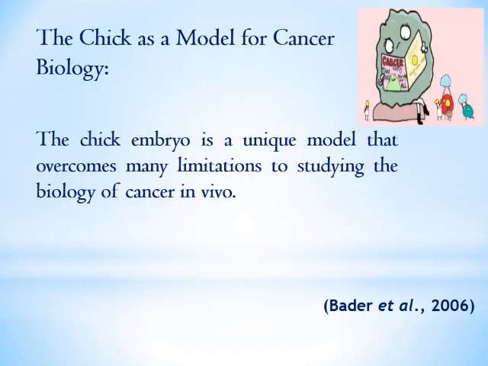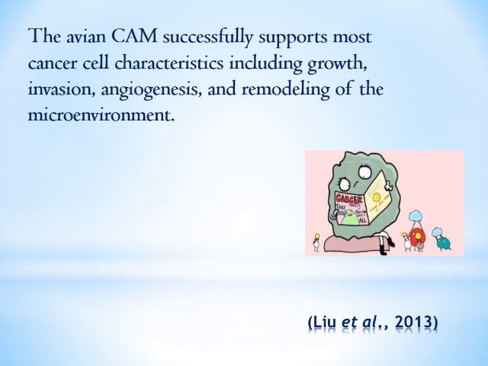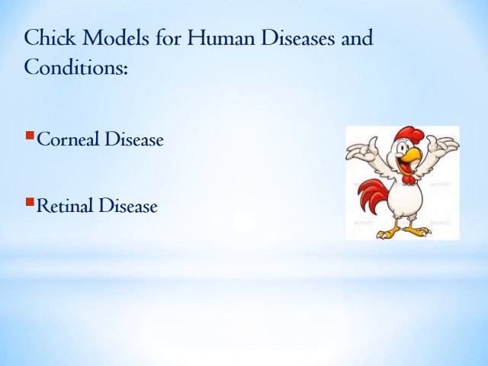The chick as a model for cancer biology. The chick embryo is a model that overcomes many limitations to study cancer biology in vivo, so the avian embryo can successfully support most cancer cell characteristics including growth, invasion and angiogenesis. Finally, chick models for human disease such as corneal and retinal disease.